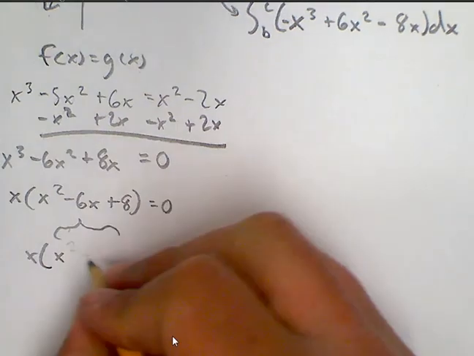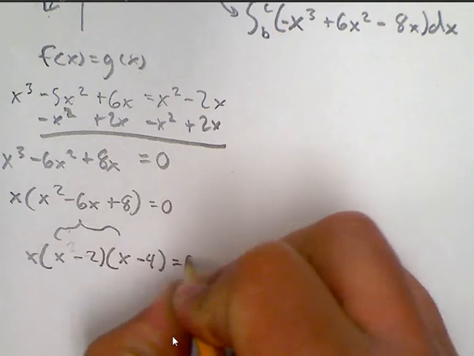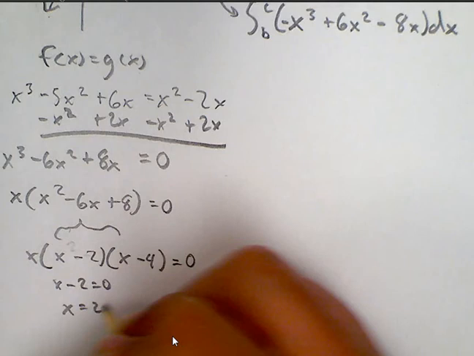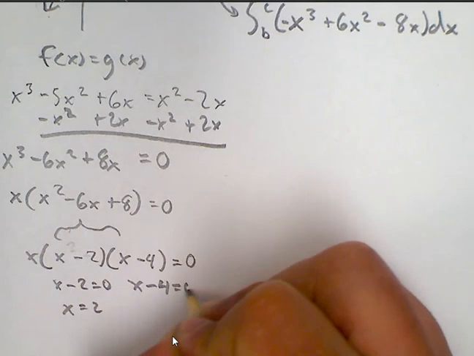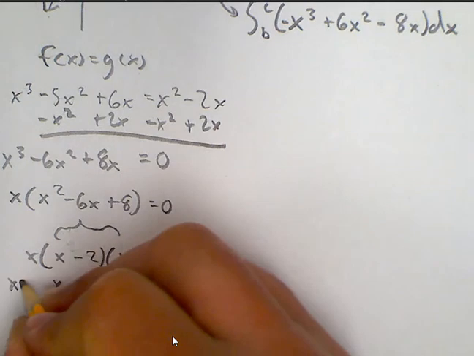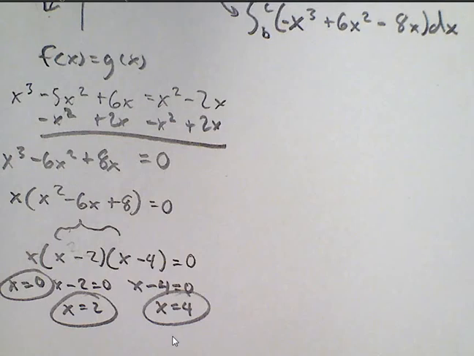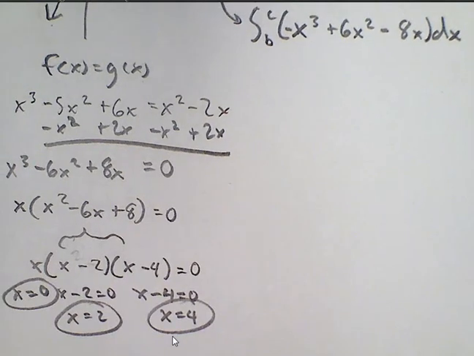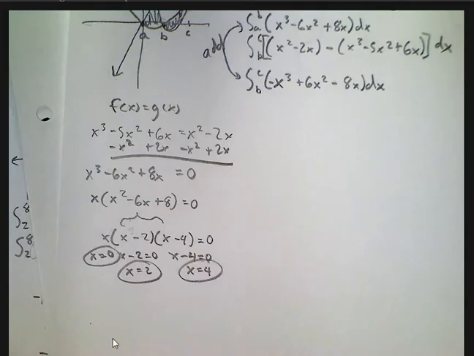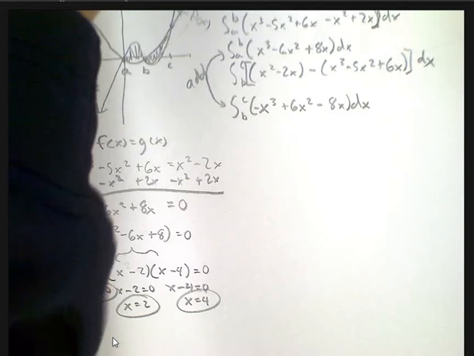That factors into x minus 2 times x minus 4. So here, x minus 2 equals 0, x equals 2, x minus 4 equals 0, x equals 4. And then, don't forget about x equals 0. So 1, 2, 3 intersection points. Let me zoom out. Yep, we definitely have 3 intersection points here. Okay, so that should give you all 3 intersection points.